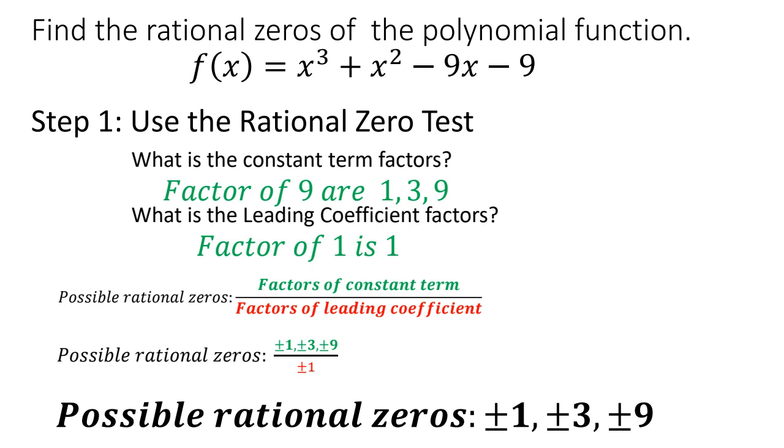Now I do apologize. Word has this symbol that I can use for plus or minus, but when you're answering your homework on WebAssign, it doesn't have this symbol. So you actually have to write +1, comma, -1, comma, -3, comma, +3, comma, -9, comma, +9. You'll have to list each individually.